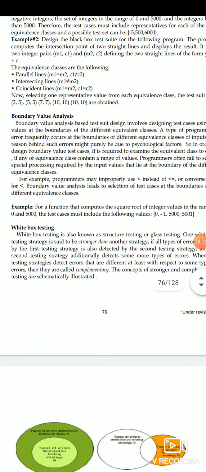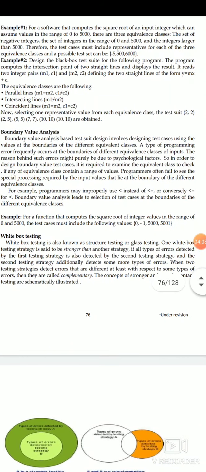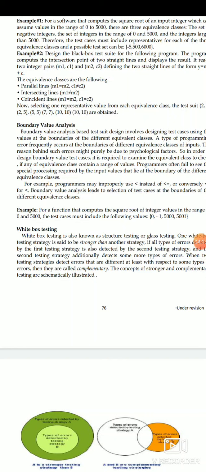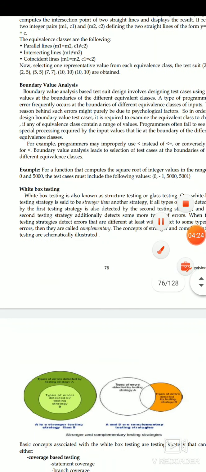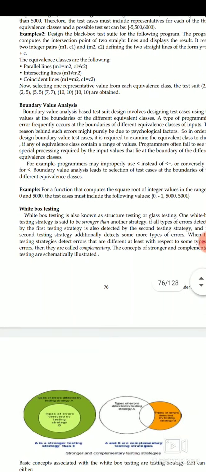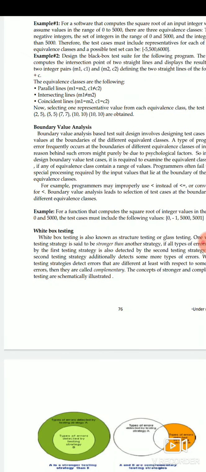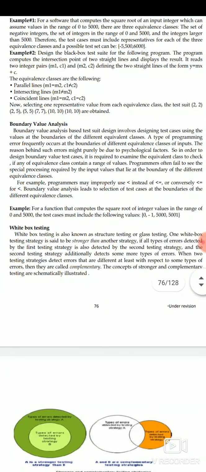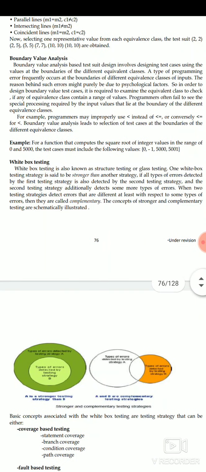Suppose again we are supposed to compute the square root of an integer value in the range of 0 to 5000. Then what are the various boundary values? We'll be testing this with 0, -1, and the corresponding boundary values 5000 and 5001. So this is what we'll be taking up for boundary value analysis. This is all with black box testing. As we discussed, in this we do not go into the details of the software, but we try to find the errors from the specification only.